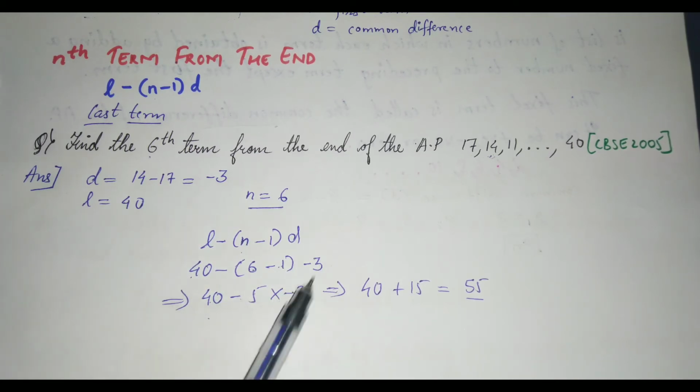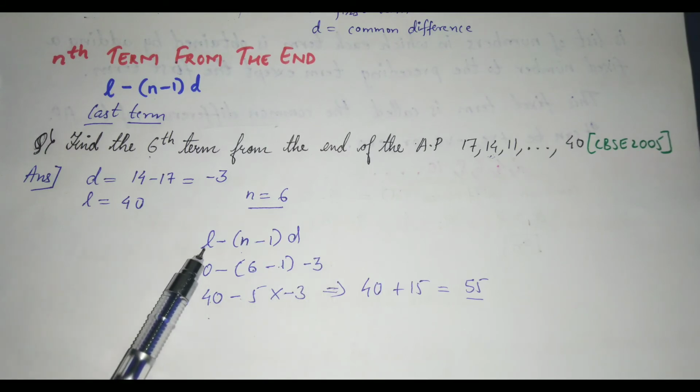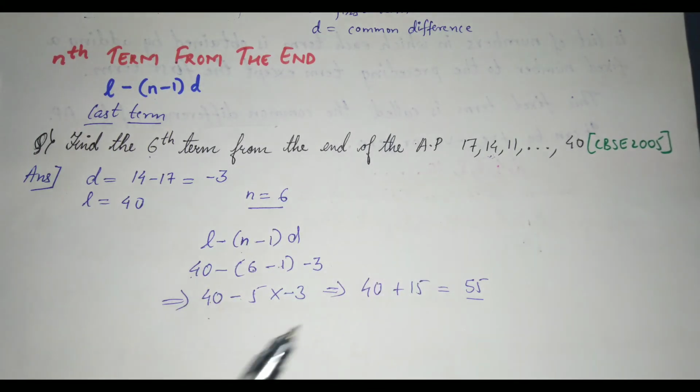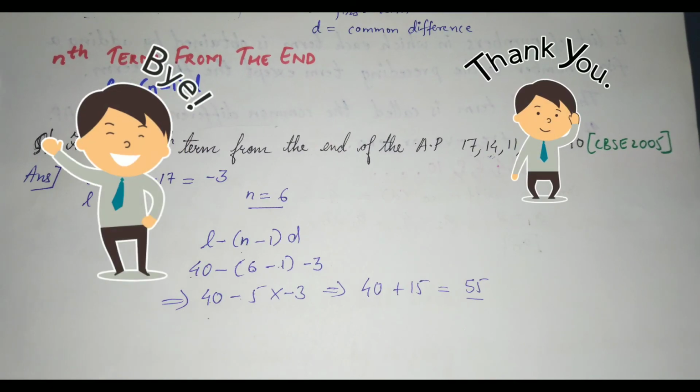So you need to just understand the concept that you have to just apply last term minus n minus 1 into d. Last term it is 40, so I have written here 40. Actually it is minus 40. Okay, fine. You have just understood. You have to just understand the concept.